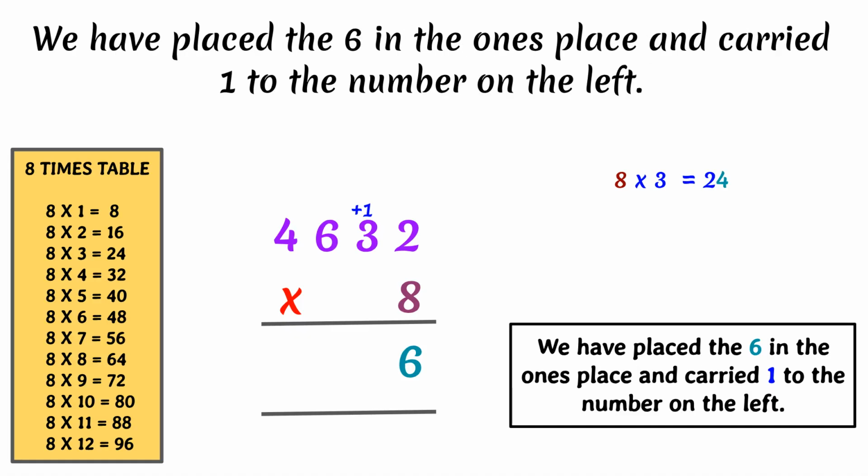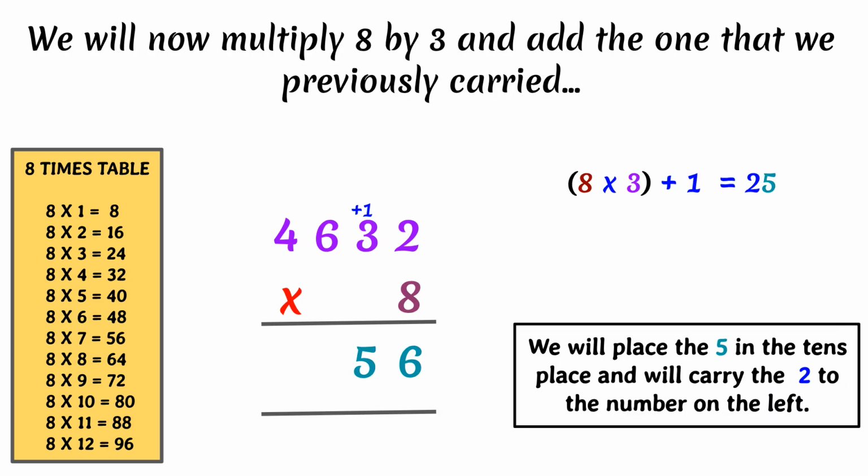Now we multiply 8 by 3, which equals 24. We have placed the 6 and carried the 1 to the tens place. Next, we multiply 8 by 3, which is 24, and then add the carried 1 to get 25. We place 5 in the tens place and carry 2 to the next digit, which is 6.